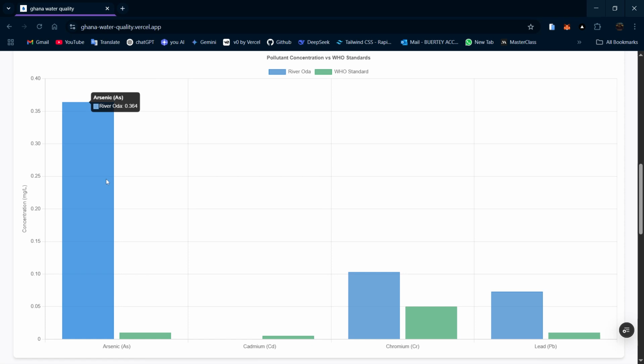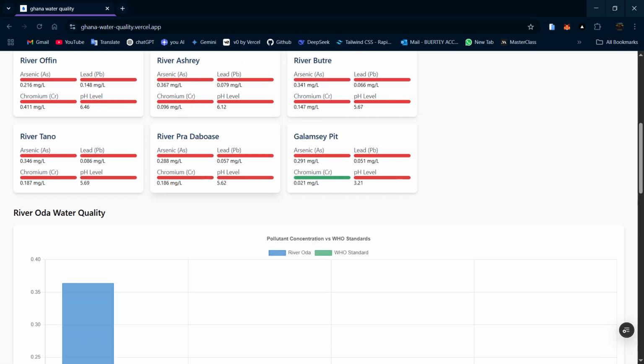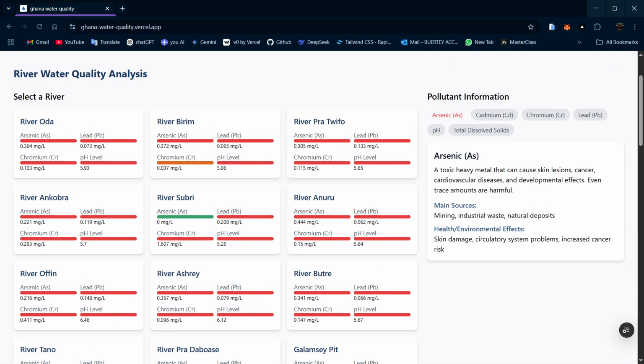So let's look at arsenic. The level for arsenic is higher than the WHO standard. Let's read the pollutant information. It says that arsenic is a toxic heavy metal that can cause skin lesions, cancer, cardiovascular diseases, and developmental effects. The main causes of arsenic pollution are mining, industrial waste, and natural deposits.